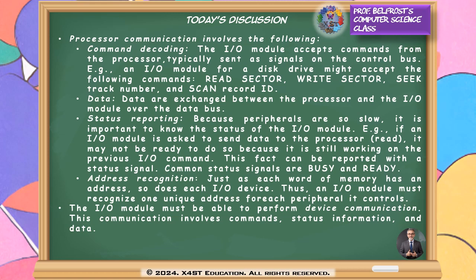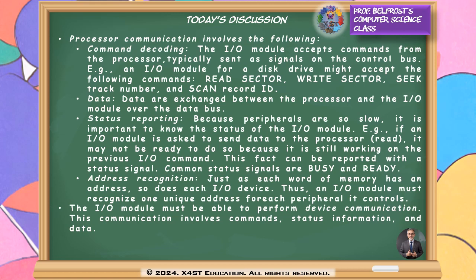Because peripherals are so slow, it is important to know the status of the I/O module. For example, if an I/O module is asked to send data to a processor, it may not be ready to do so because it is still working on the previous I/O command, and this fact can be reported with a status signal. So we need to halt the operation and wait until the previous operation has been completed. Common status signals are busy and ready.